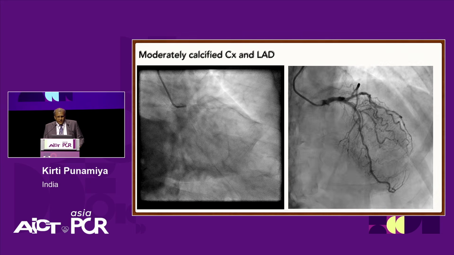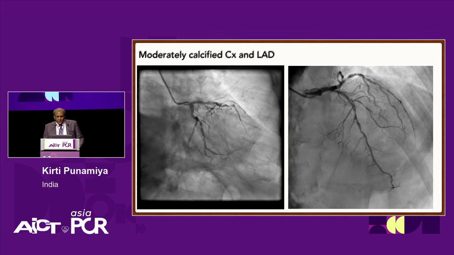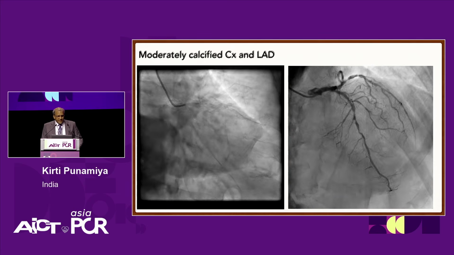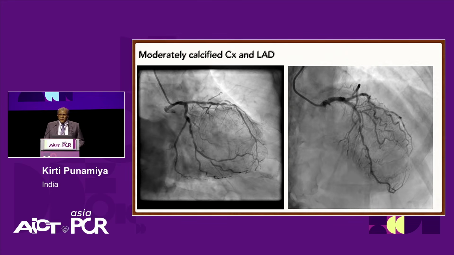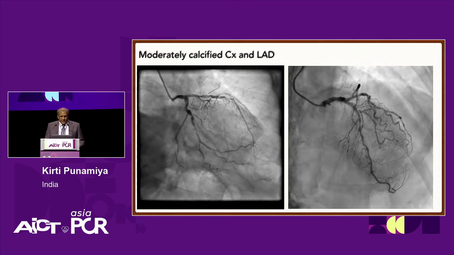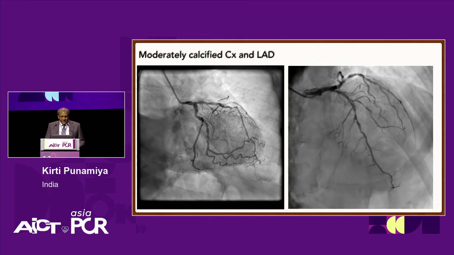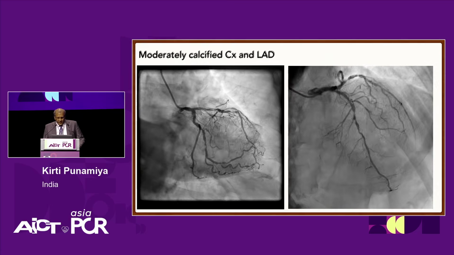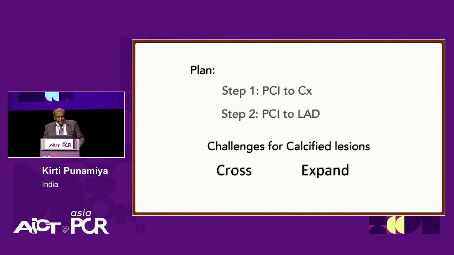This is the angio. The LAD seems long, diffuse, calcified. You can see the diagonal branch has some disease. The circumflex is mildly tortuous with two S bends, and disease on that bend, heavily calcified. Further disease beyond it, going into the OM/PL branch. What is the plan? The plan is to do a PCI to the circ, follow it with a PCI to the LAD, and the challenges in a calcified lesion for me are just two: crossability and expansibility.